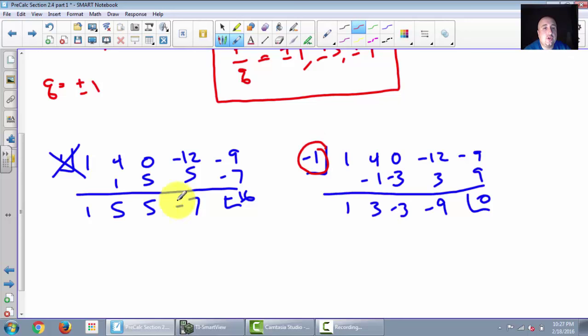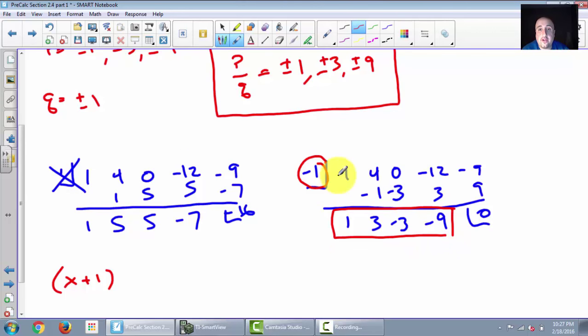All right, so I now know that x plus 1 is one of my factors. Now I can use these. I've gotten rid of my original, and now I have a lower set of numbers here. My goal is to get it down to an x squared so I can factor it. So 1 and negative 1, now I'm going to try 3 with my new set of coefficients because I already know negative 1 works. So 1, 3, negative 3, negative 9.